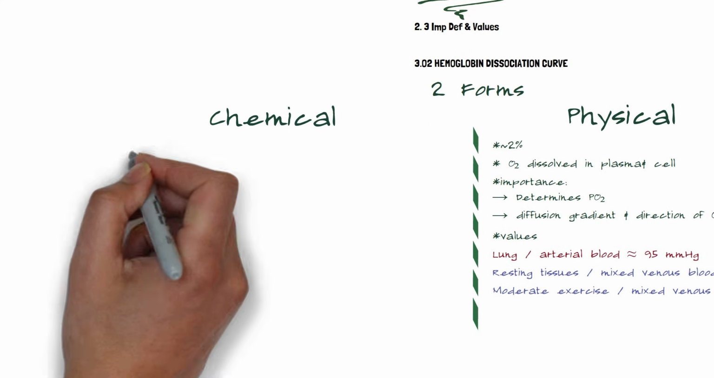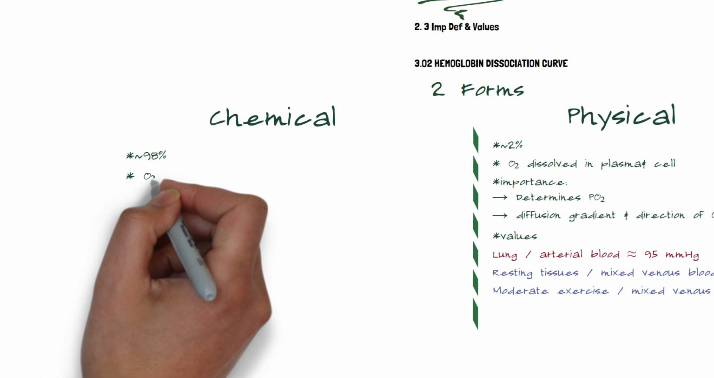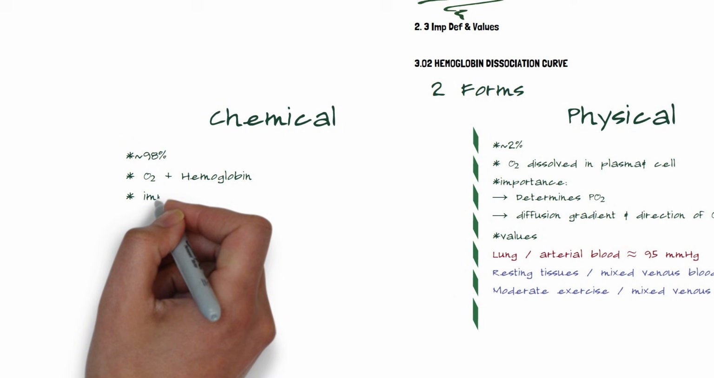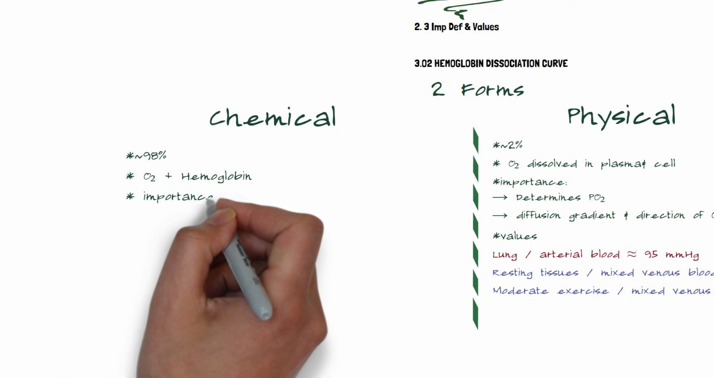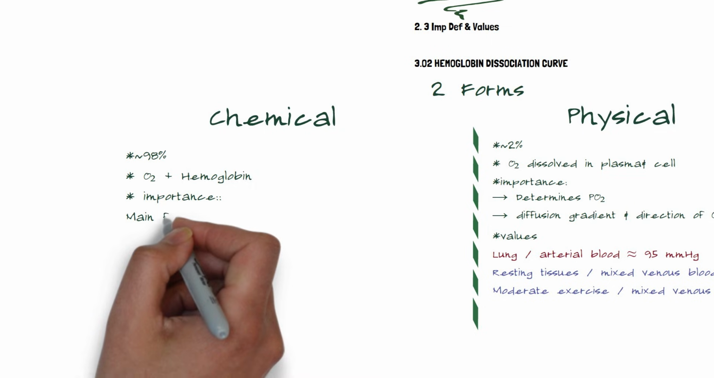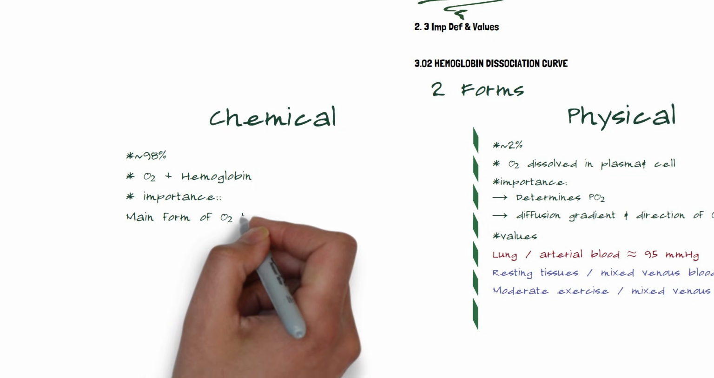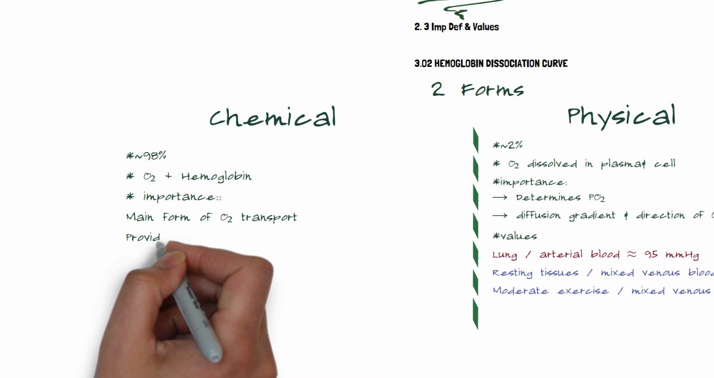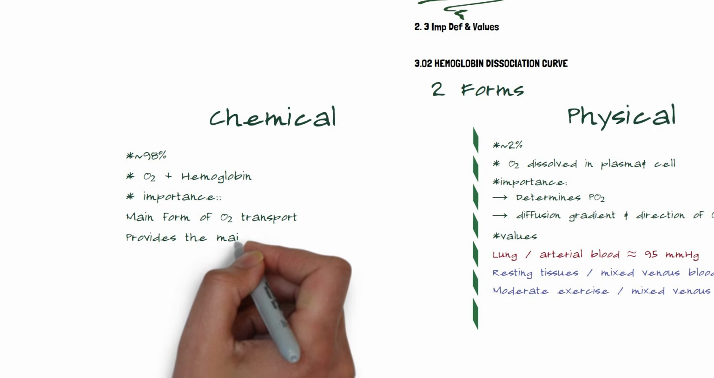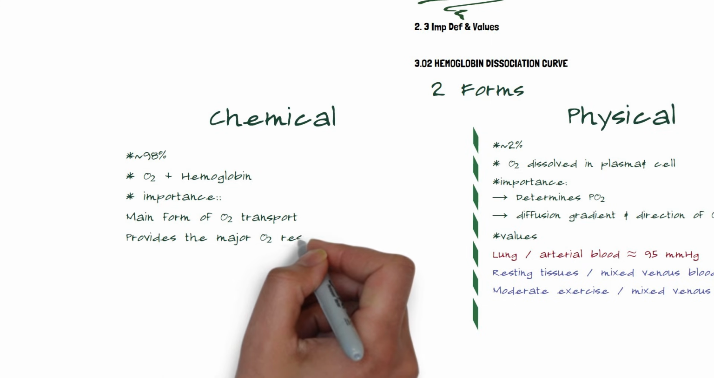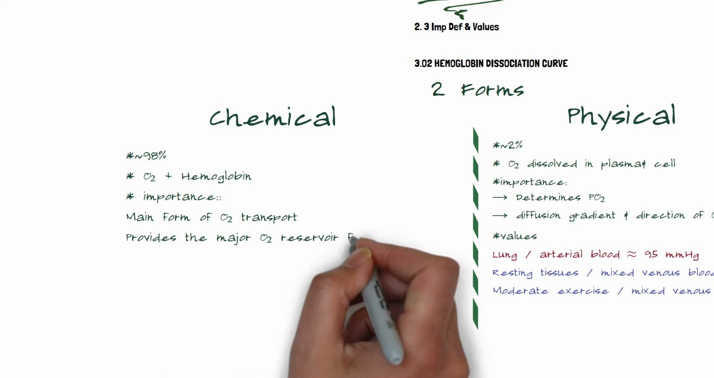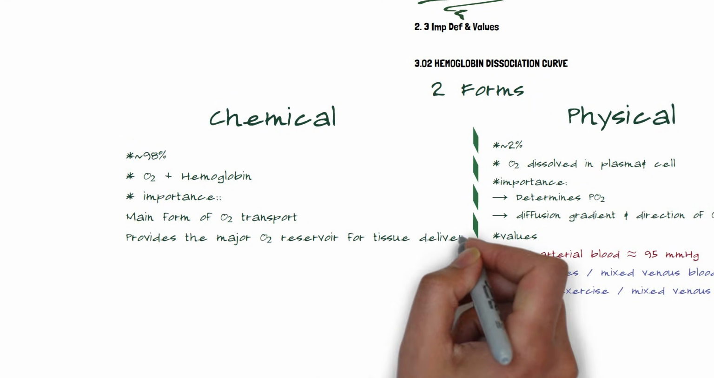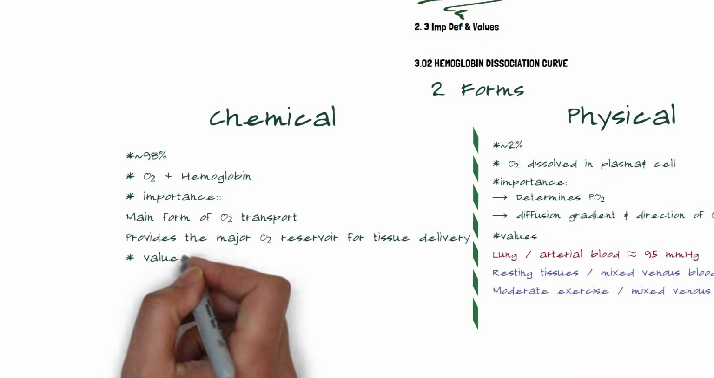Moving to the chemical form, it is the large part of the oxygen. It represents 98% of the oxygen transported in the blood, and it is bound to the hemoglobin. It's important because it is a major transport and reservoir for oxygen, allowing a large amount of oxygen to be carried to the tissue. And the value for the oxygen carried in the hemoglobin we are going to discuss in detail later on.